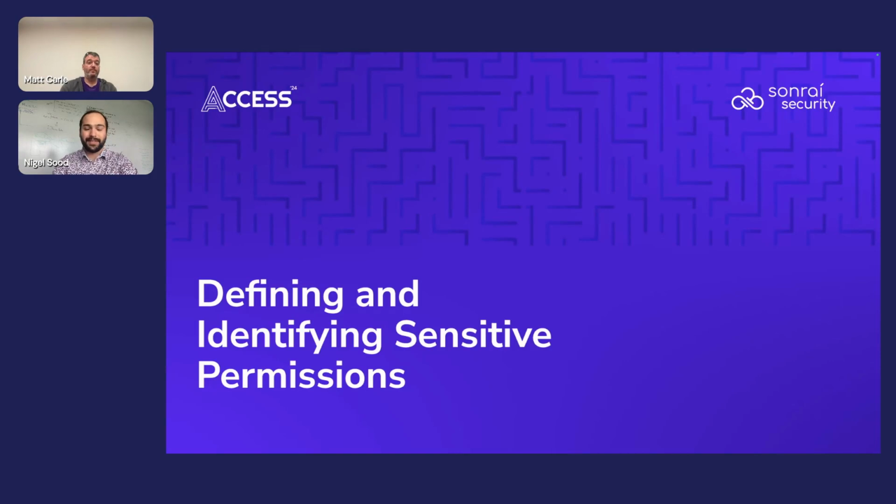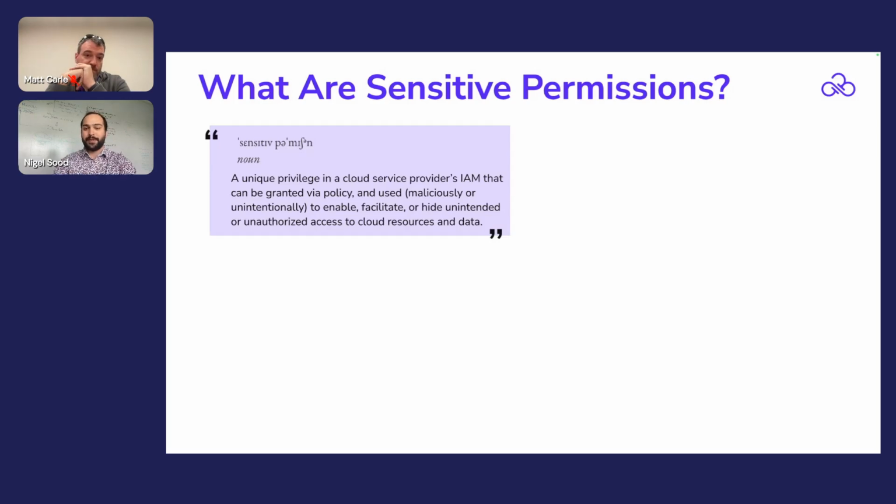Yeah, so thank you, Matt. I'll talk a little bit about what sensitive permissions are, how we've come to that definition. We'll run through some examples, and then we'll talk about what you can do in your own cloud environments in order to secure those. And really, it is an aim to take that massive set of 46,000 different permissions across AWS, Azure, and GCP, and digest it into a really small set that we can do something about very easily. So what are sensitive permissions?